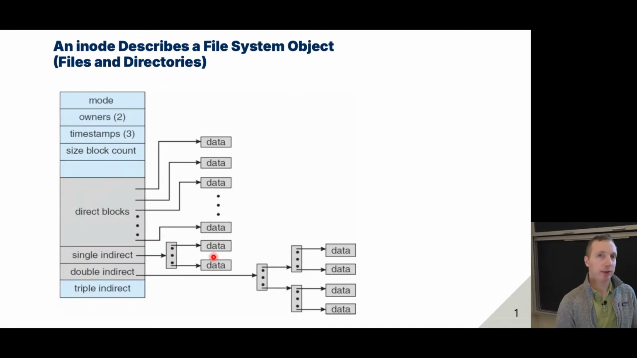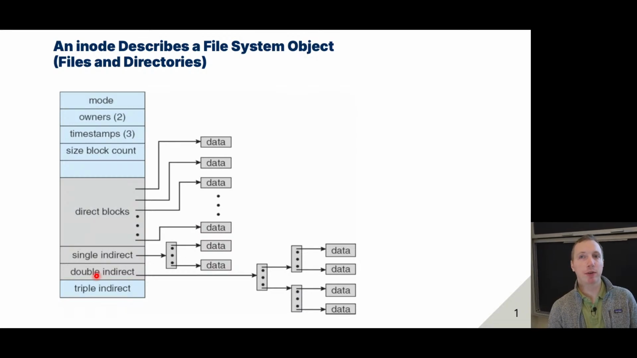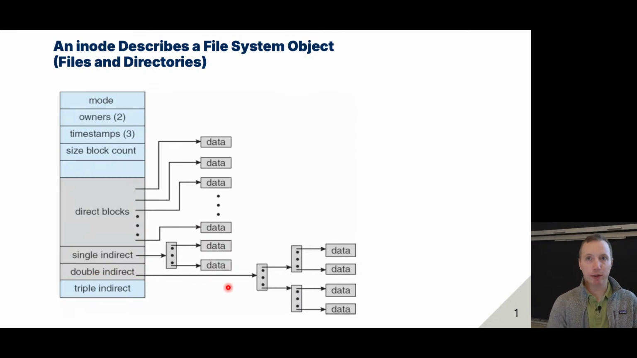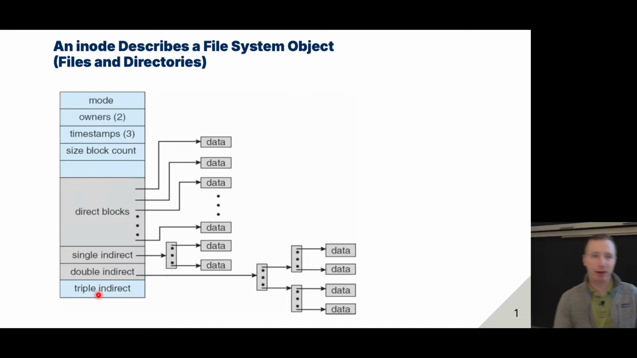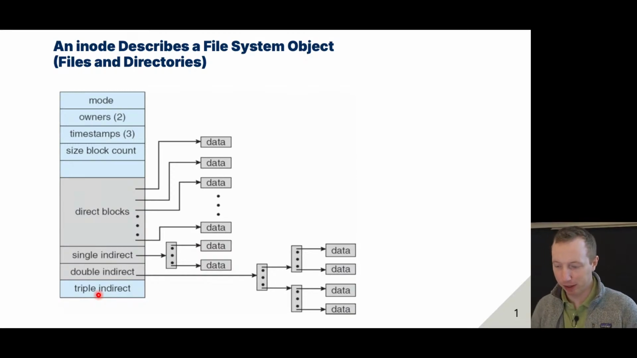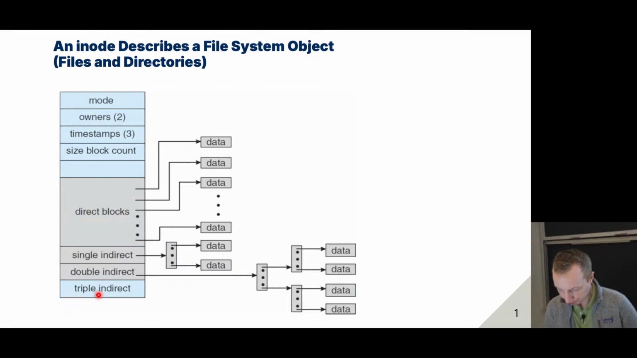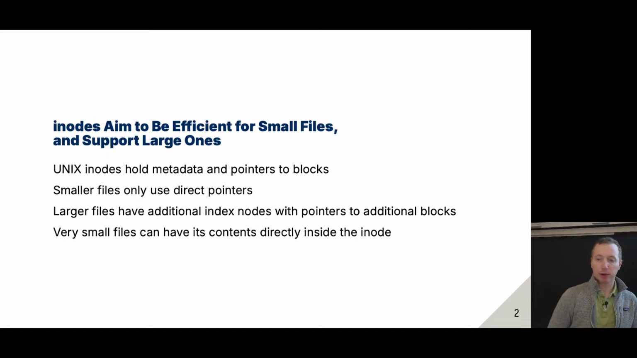And then to support larger files, essentially you use the same idea from page tables. There's a double indirect block, which points to a block full of pointers. If you follow that, it goes to another block full of pointers, and then that points to the data. And finally, there is the triple indirect block that does the same thing three times. It points to a block full of pointers, which points to a block full of pointers, which points to a block full of pointers, and then that actually tells you where the contents of your file are. So they aim to be efficient for small files and support larger ones as well.